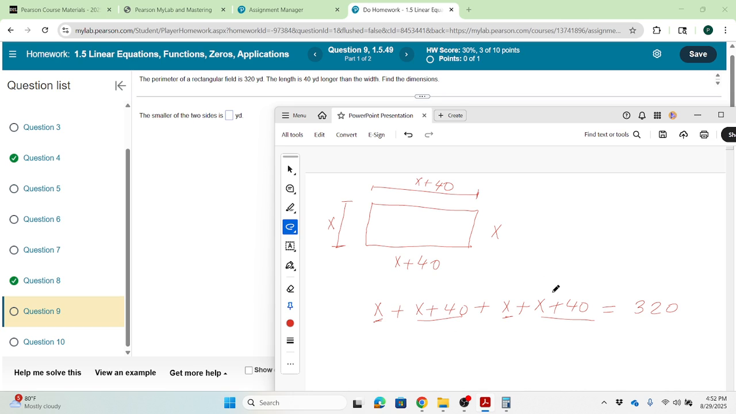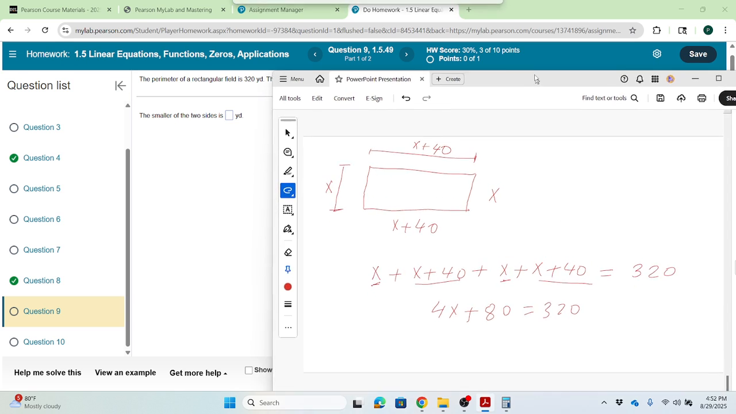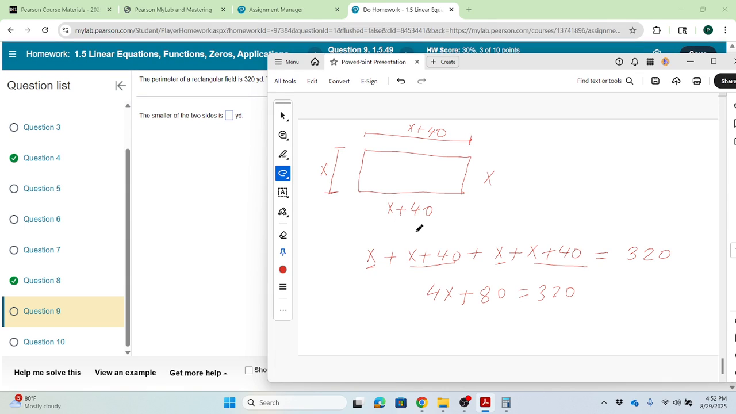Now our job is to solve this equation. x plus x plus x plus x is 4x. 40 plus 40 is 80, equal 320. Now solve for x. Subtract 80 from both sides, and that gives us 4x equal 240, and then if we divide both sides by 4, that gives us 60. So x is 60, then the other side is x plus 40, which is 60 plus 40, which is 100.